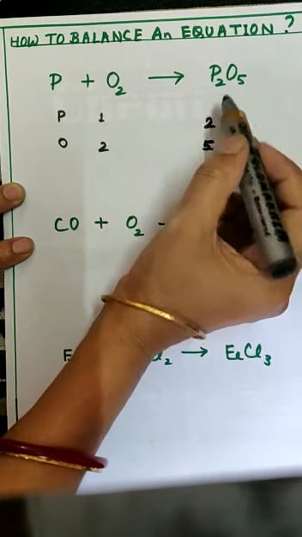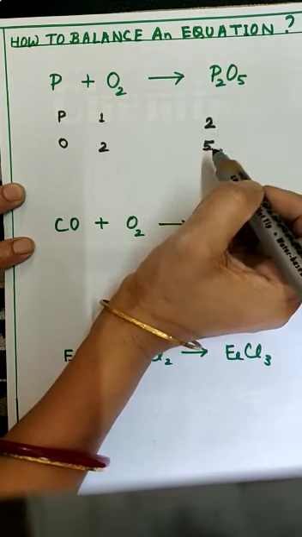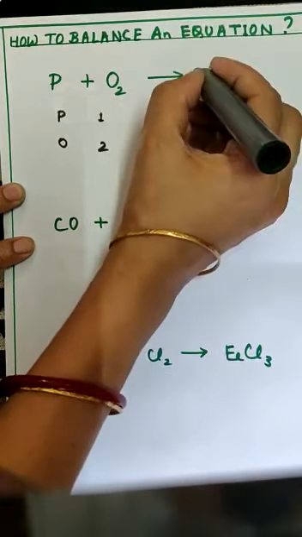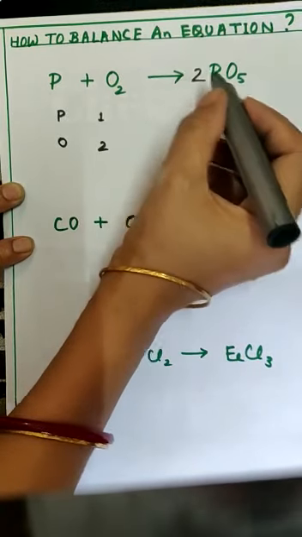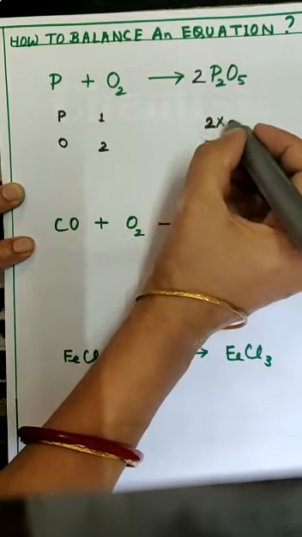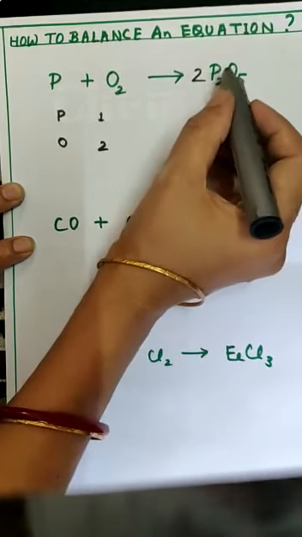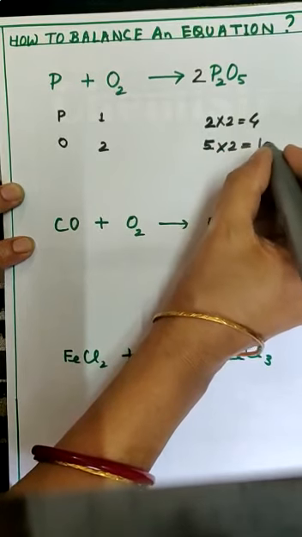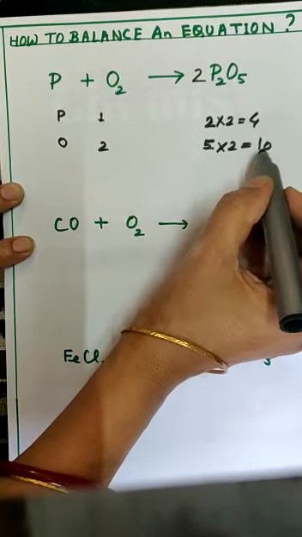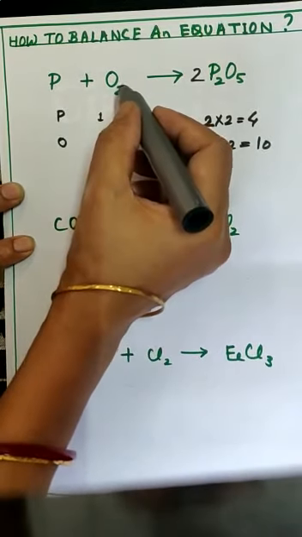Even if the phosphorus and oxygen are both more this side, first what we will do is change the oxygen atom to an even number by multiplying with 2. When we multiply with 2, then phosphorus atoms increase from 2 to 4 and oxygen atoms increase from 5 into 2, 10. So now 10 is an even number and we can change oxygen this side to be 10.